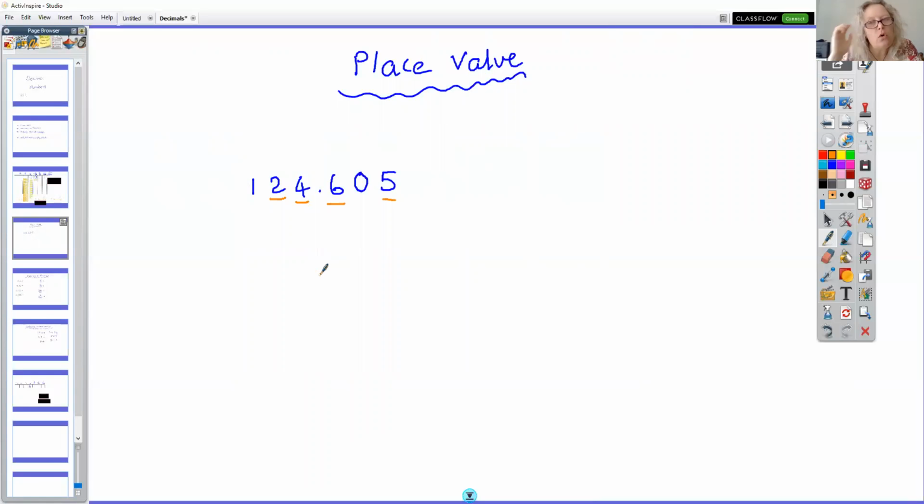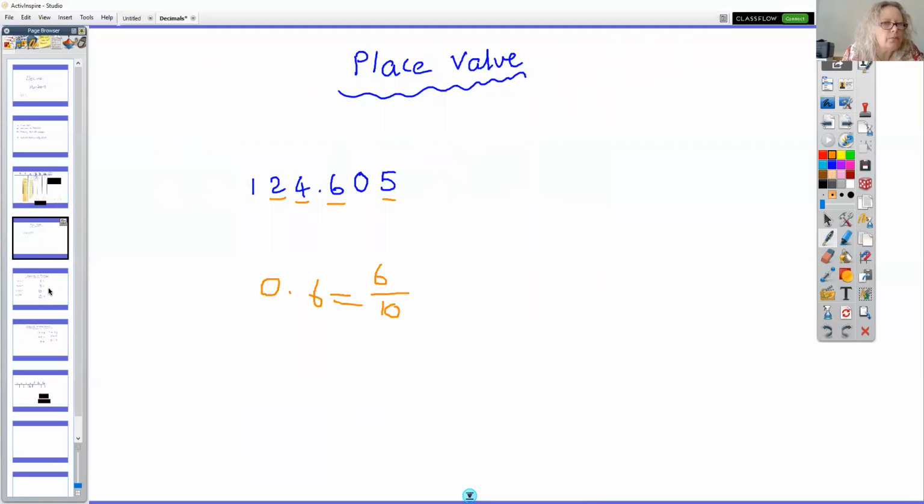You could ask, what is the 6 worth in this number? And the 6 would be worth 6/10. I'm going to change that to 0.6 equals 6/10. So the 6 is in the tenths place, and the value of that 6 is 6/10. Those are the sorts of questions you're going to be asked.